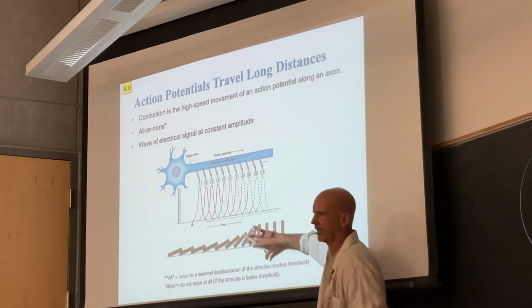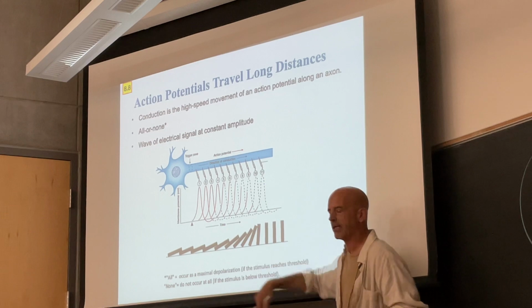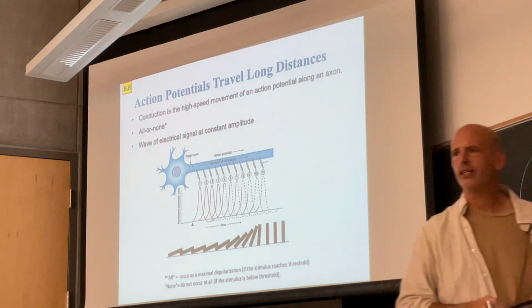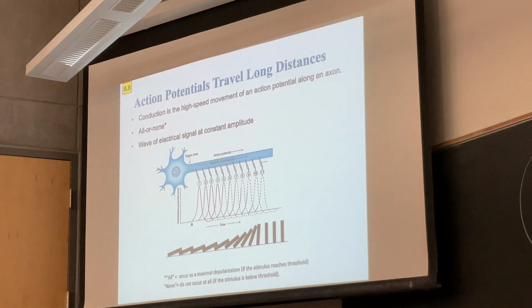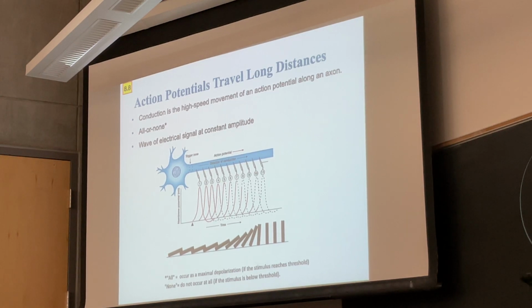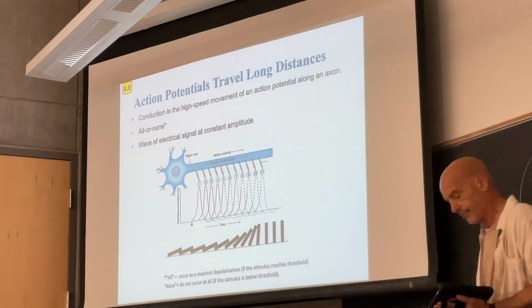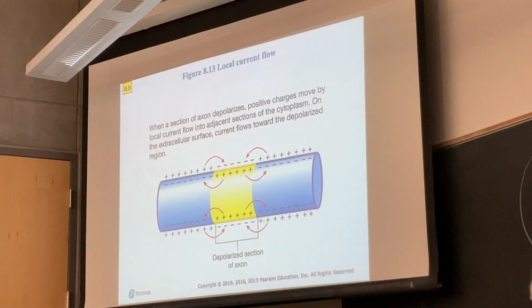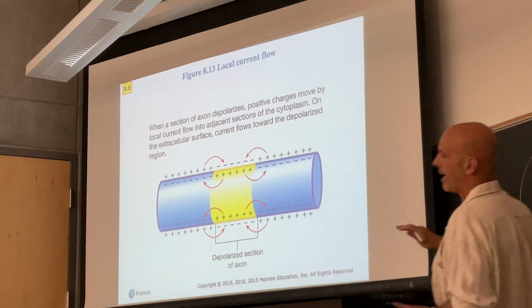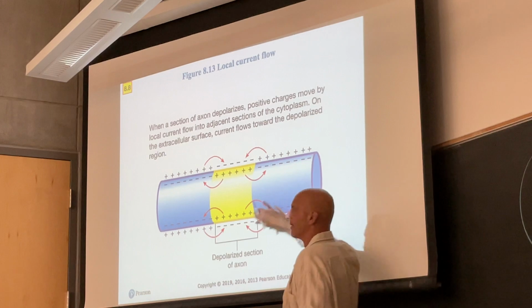So we get that thing, all or none. What does the signal all or none mean? Question number 24, something like that. It means that it doesn't go down, it has constant amplitude.